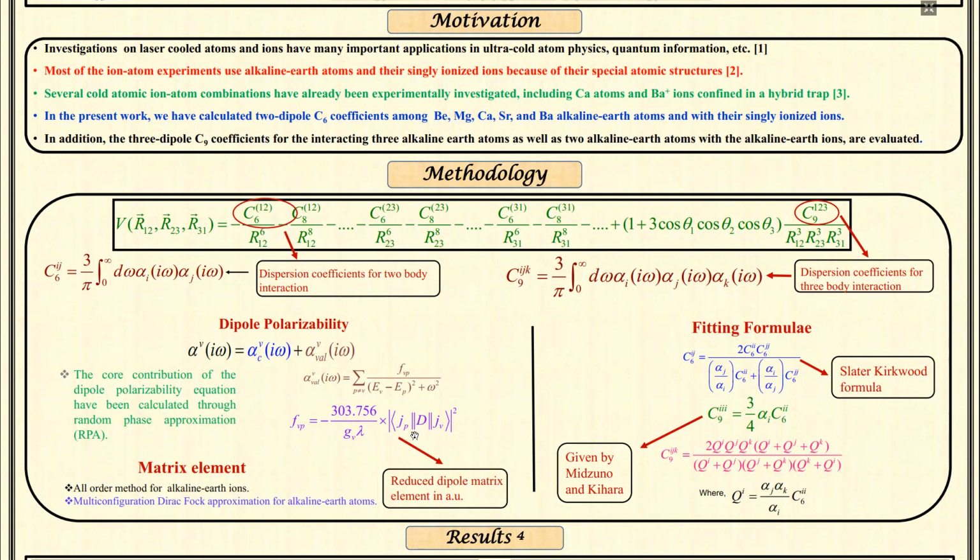Further, the oscillator strength can be calculated using the reduced dipole matrix element, which we have evaluated by using the all-order method for alkaline earth ions and the multi-configuration Dirac approximation for alkaline earth atoms.